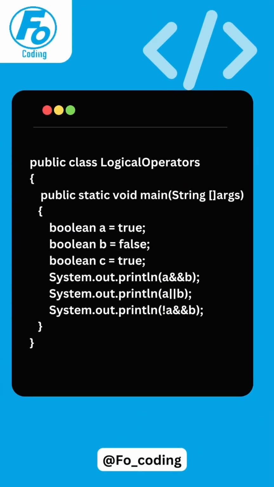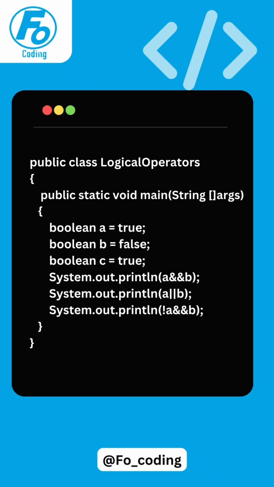Logical operators. At the beginning of the code, we will declare a as true, b as false, and c as true. The first line will demonstrate what happens if one statement is true and the other is false using the AND operator. The AND operator returns true only if both statements are true.